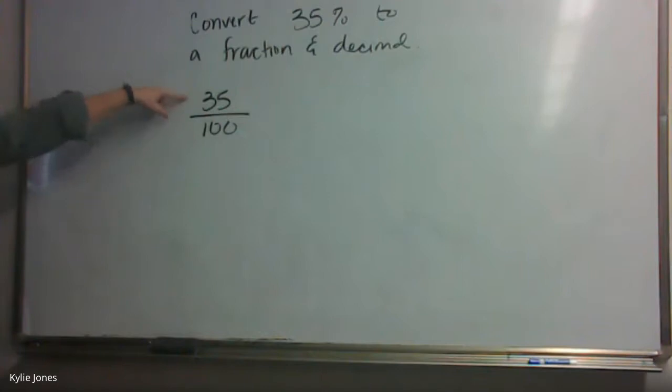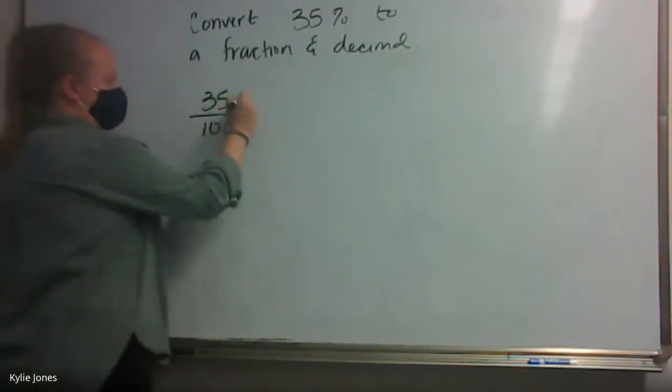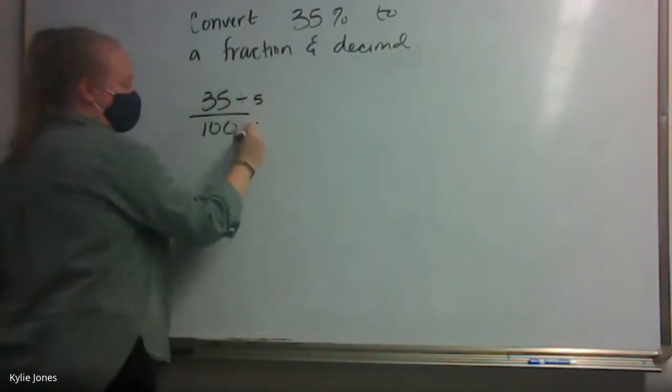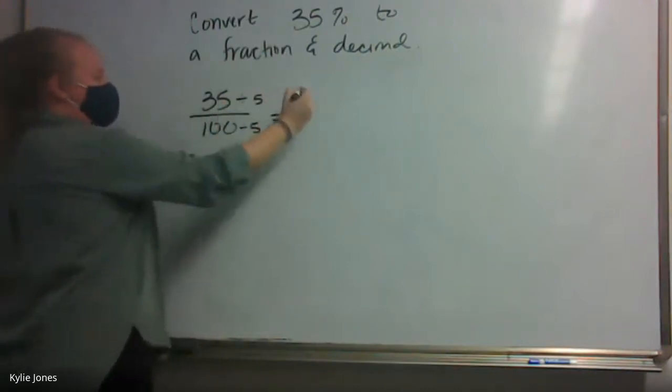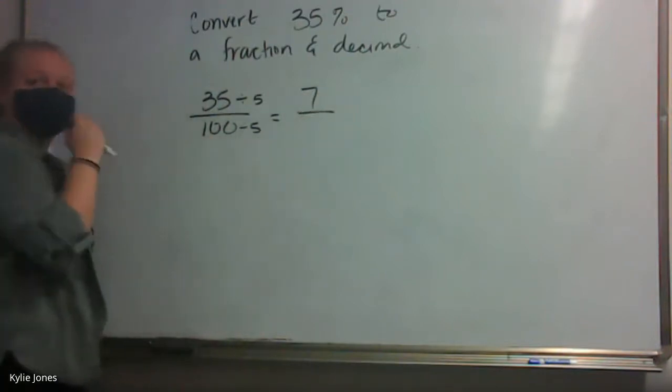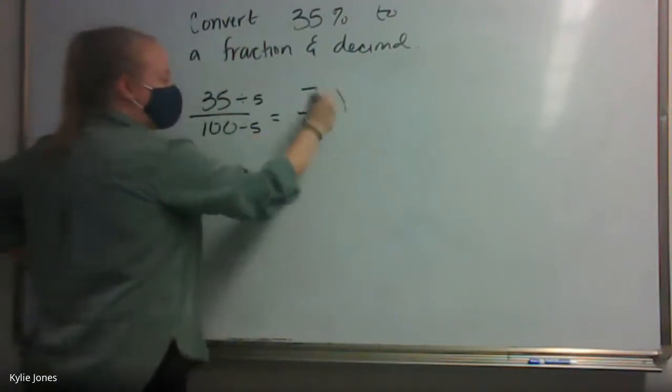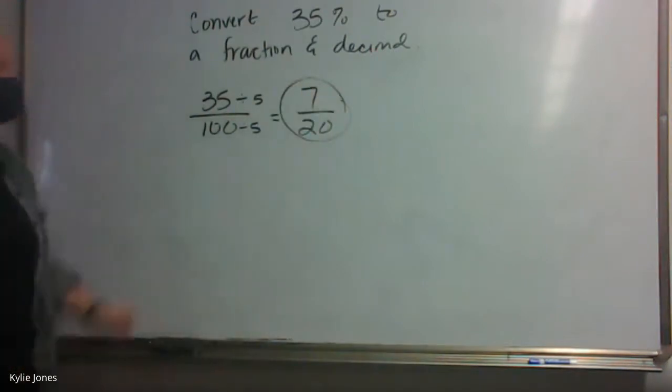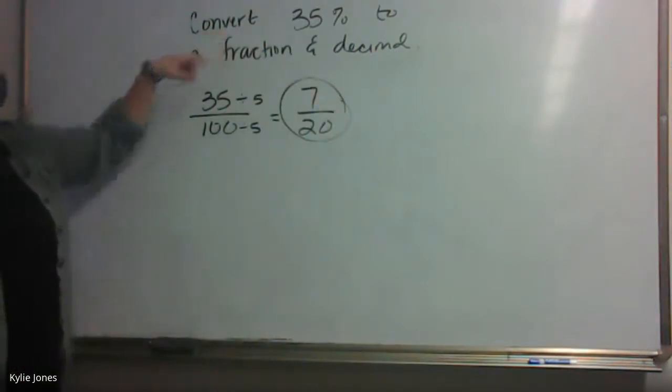What number goes into both 35 and 100? 5. We can divide both by 5. 35 divided by 5 is 7. And what's 100 divided by 5? 20. There's our fraction.